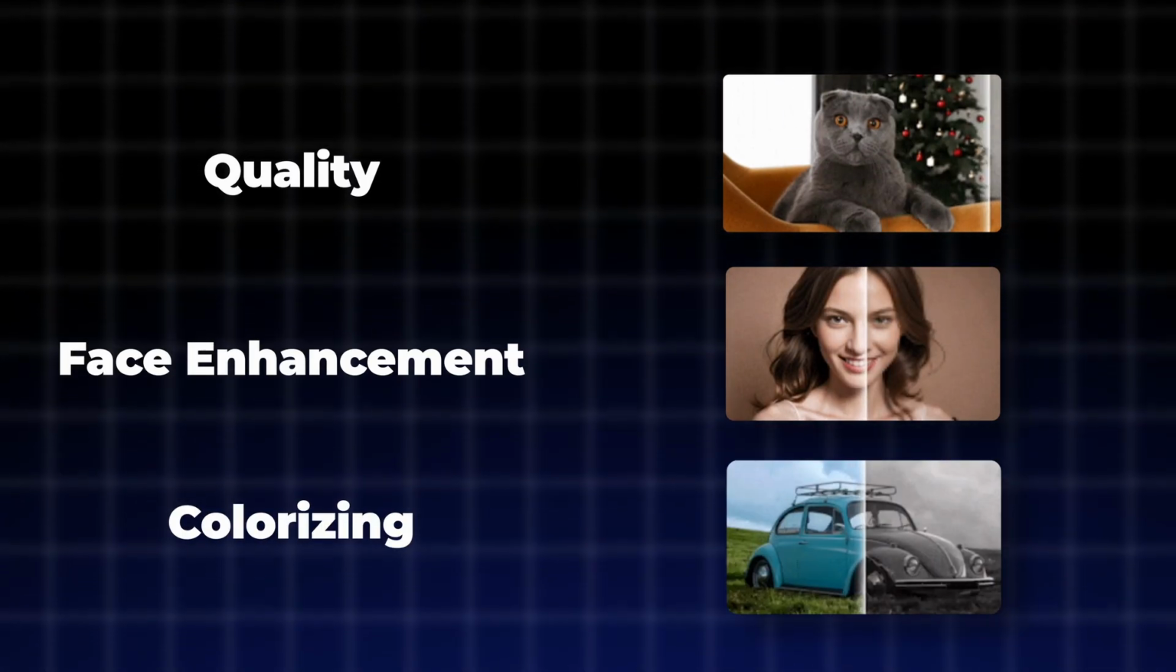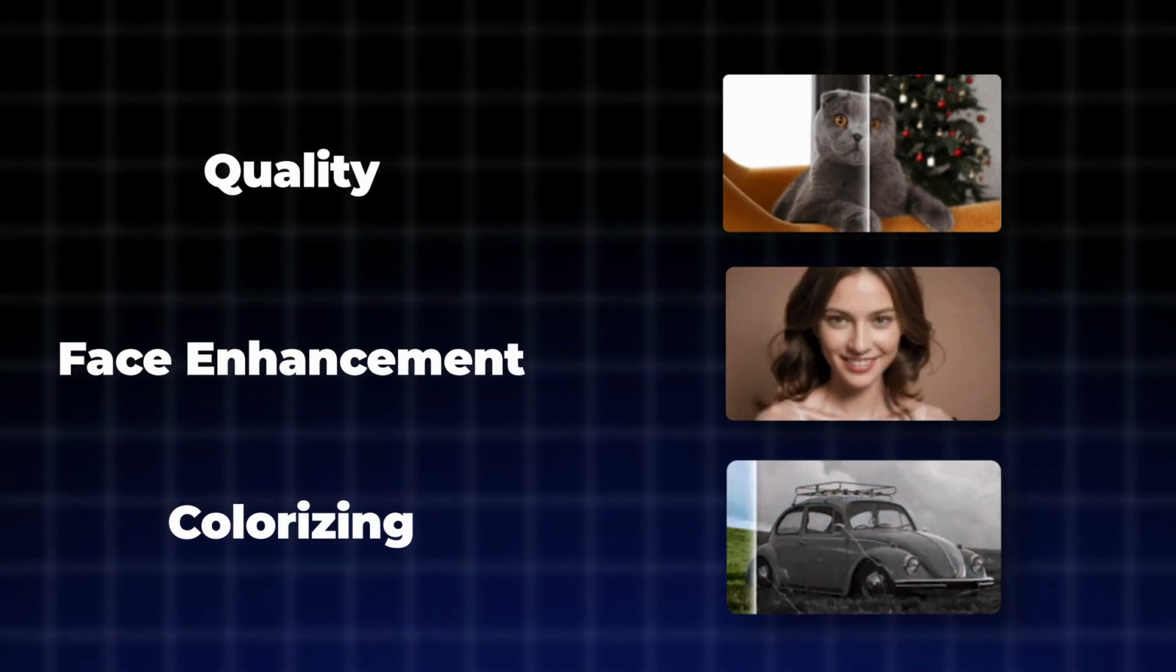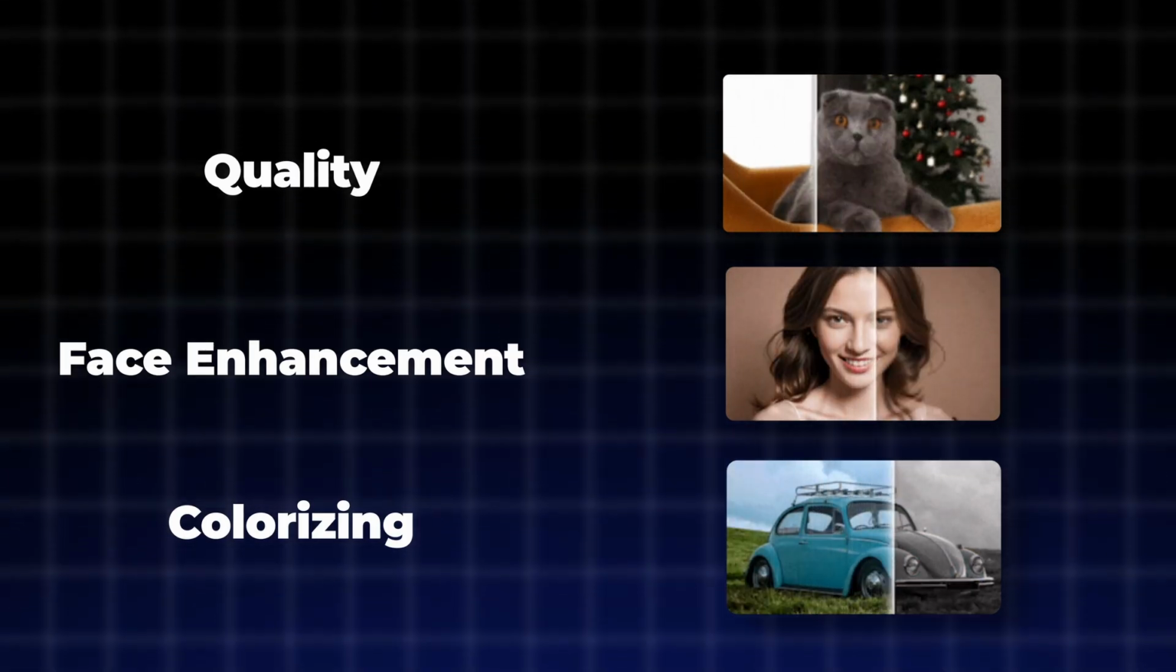Colorizing. Colorizing is one of my favorite uses of AI image enhancement. Turning black and white photos into colored ones gives you a whole new perspective on the past.